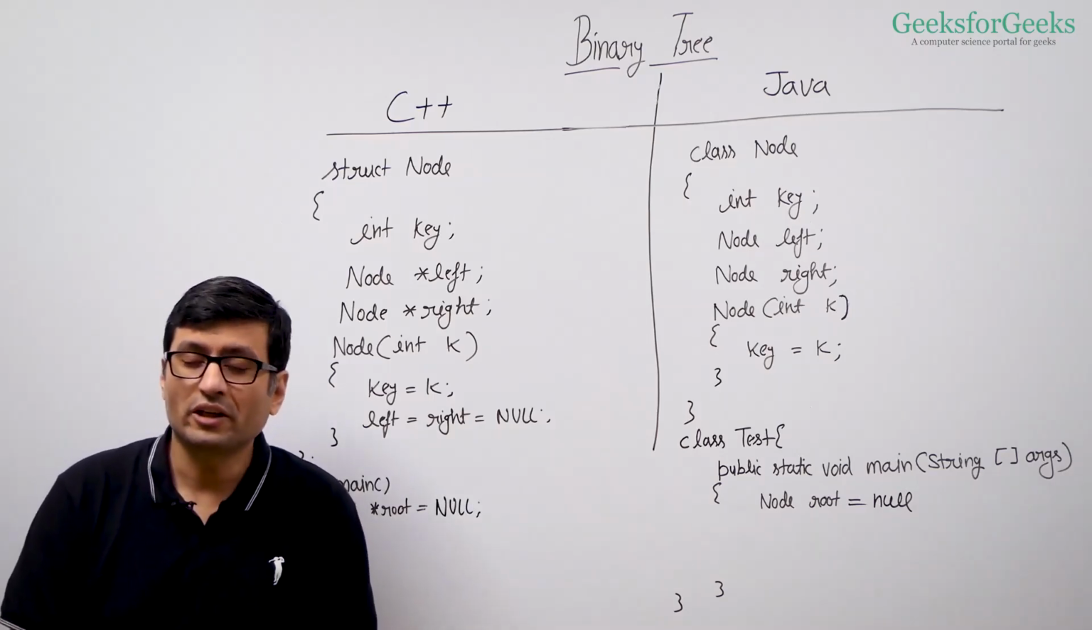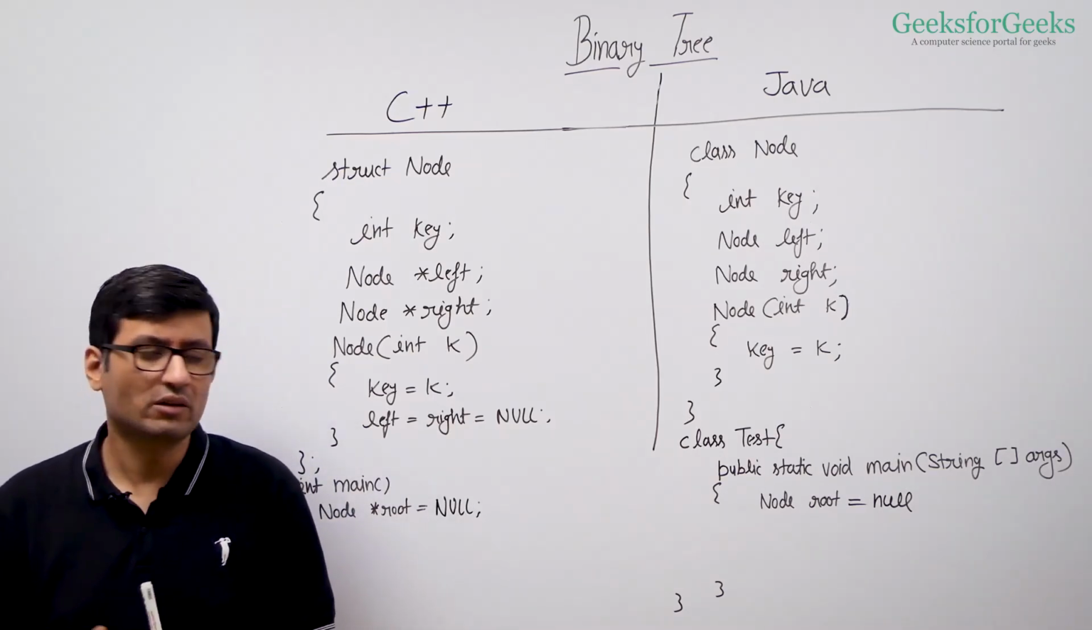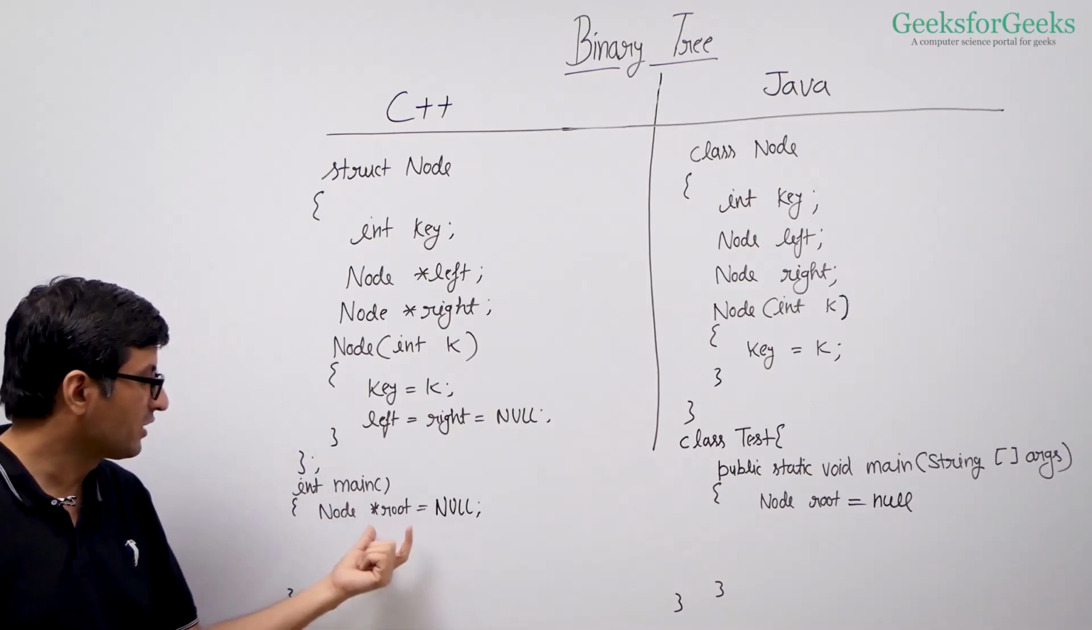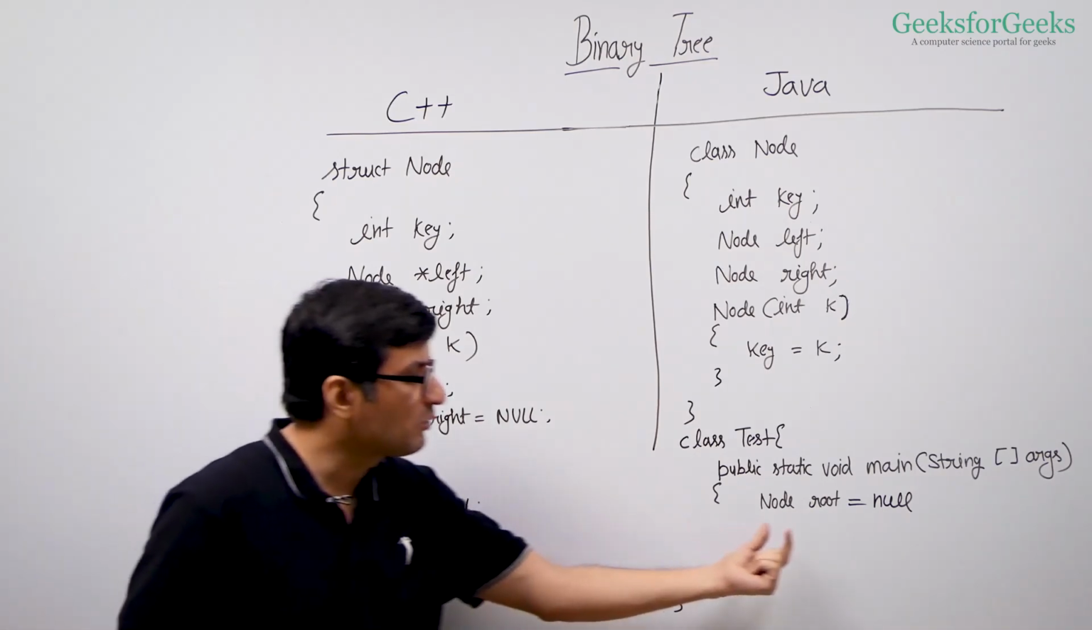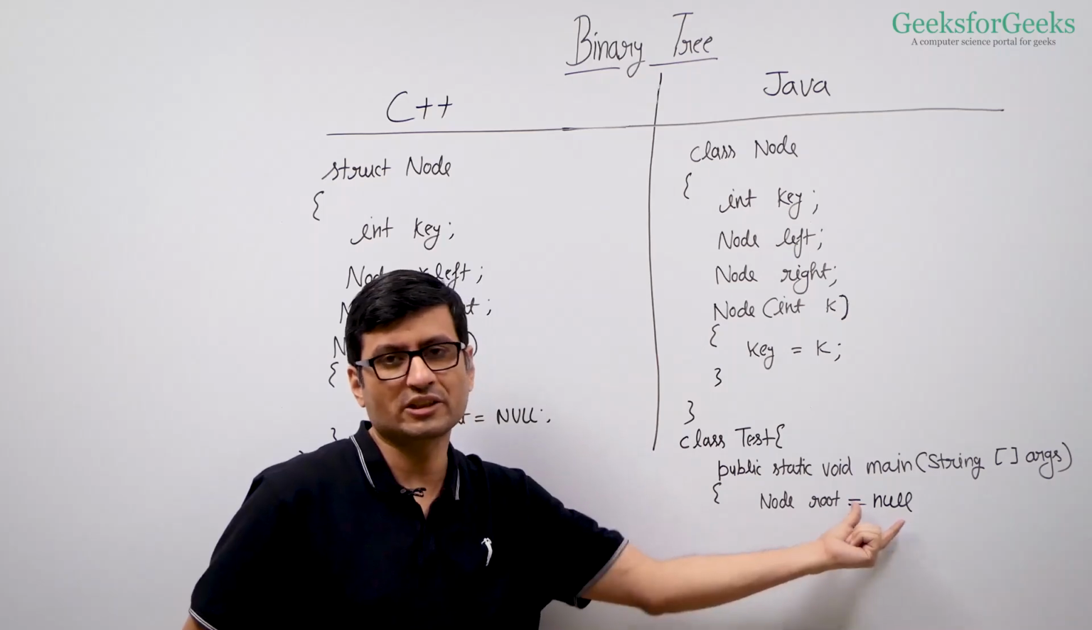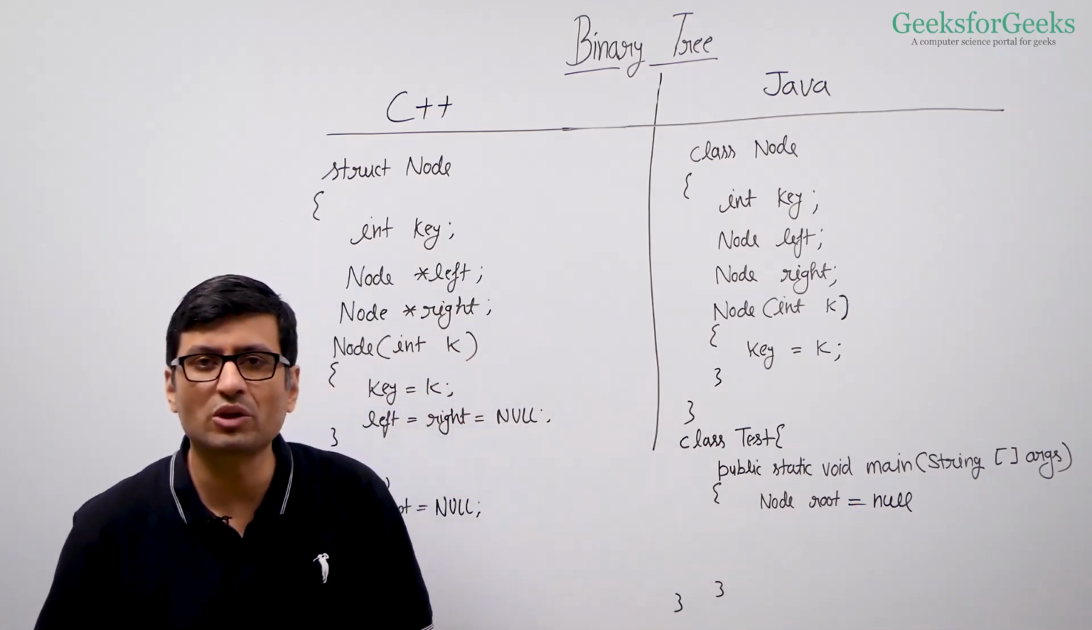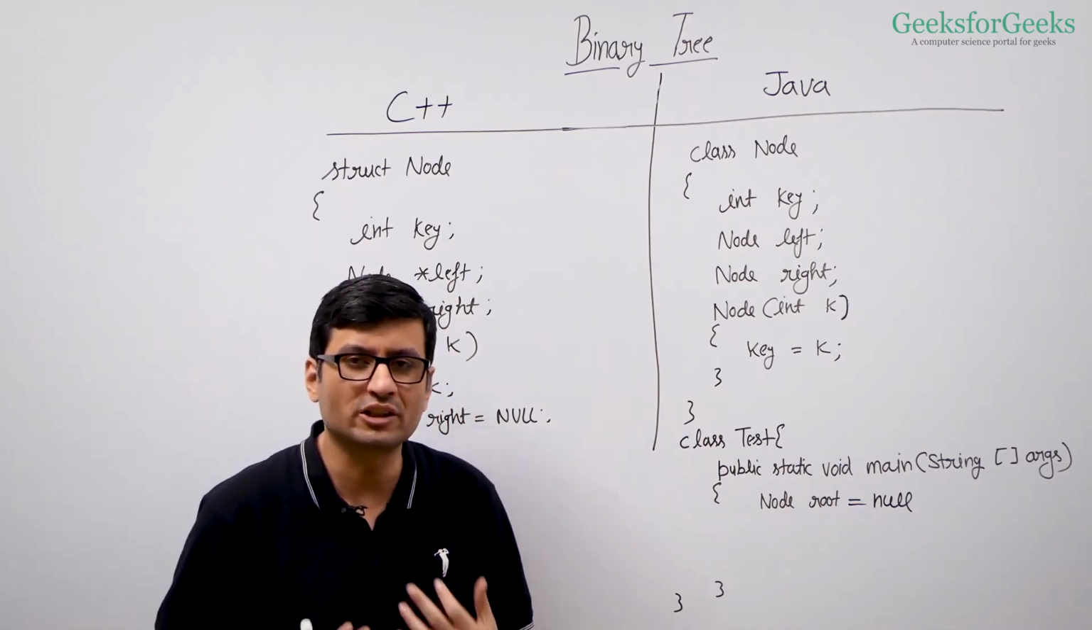We represent an empty tree as null. In C++, we can create a pointer root and we call it null. In Java, we create a reference and we initialize it as null. So when we have root equal to null, it means there is nothing in the tree.